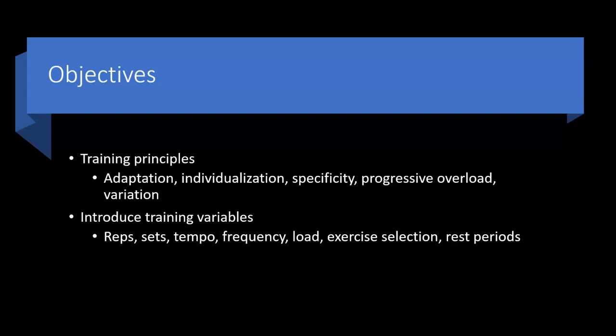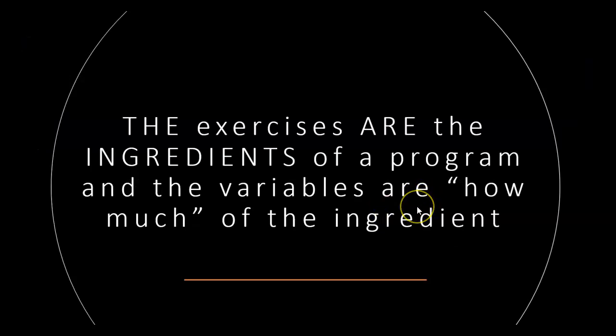Now, the training variables that I'm going to introduce are how we accomplish those training principles through the modification of these things, which include reps, sets, tempo, frequency, load, exercise selection, and rest periods. A good way to think about this is that the exercises are the ingredients of the program. So what do we actually put into the program? And the variables are how much of that ingredient. Those two things together are going to make a good program.